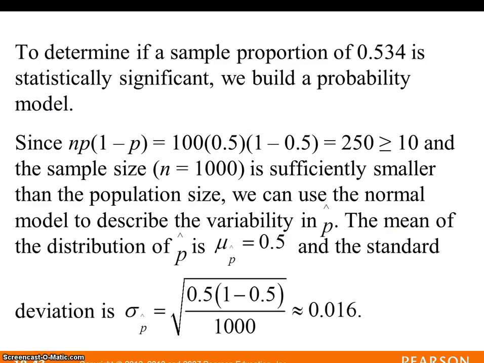So to determine if a sample proportion of 0.534 is statistically significant, we build a probability model. In this case, the sample size times the probability of success times the probability of failure, if it's greater than 10, and the sample size n, in this case 1,000, is sufficiently smaller than the population size, we can use the normal model to describe the variability in the sample proportion, p-hat. So the mean of the distribution of p-hat is mu sub p-hat equals 0.5, and the standard deviation is given by the square root of p times 1 minus p over n, so in this case that would be 0.016.